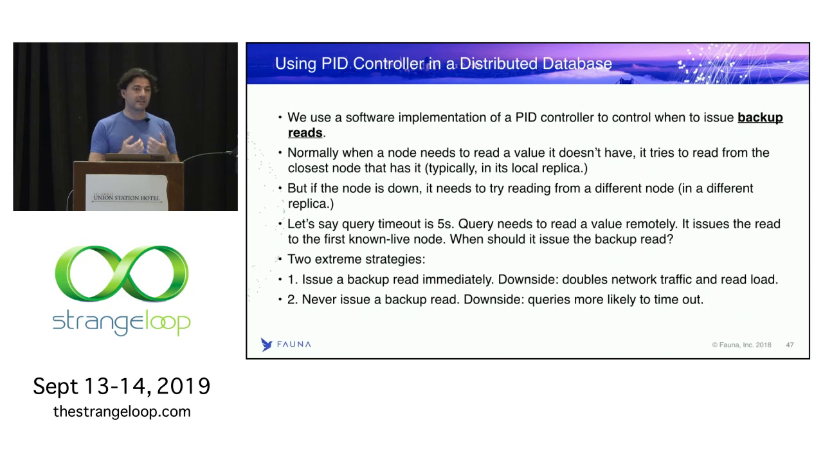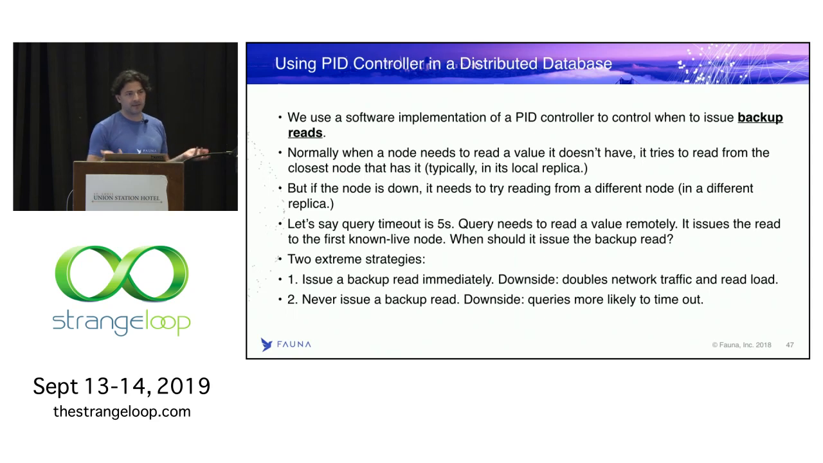So normally the one that's in its local replica will be the one that it first targets. But if it doesn't respond within some time, then it will also need to issue a backup read to a node in a different replica in an attempt to actually obtain the value that it needs to read. And the question typically is when to issue the backup read. There are two extreme strategies. The one strategy is, well, issue a backup read immediately. Always do 2 reads. I mean, why not?